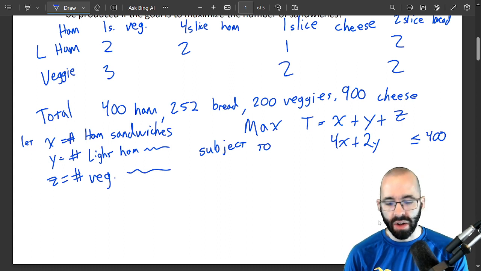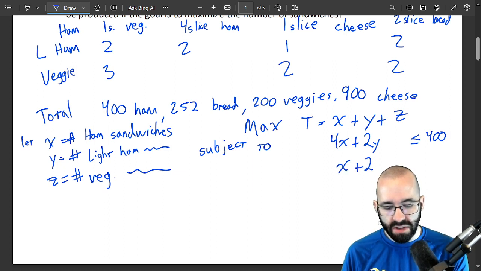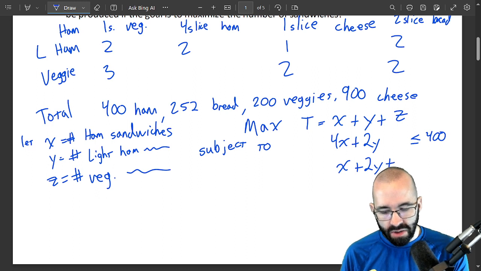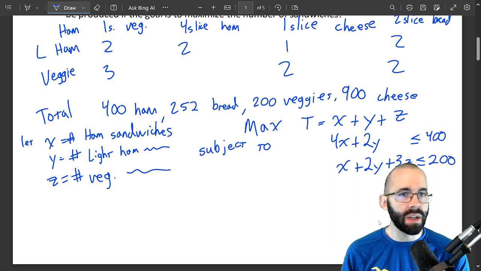We also have other inequalities, right? We have requirements about veggies. The regular ham sandwich is 1 veggie. The light ham sandwich is 2 veggies. And the vegetarian sandwich is 3 veggies. Well, how many servings of veggies do we have? 200. We can't use more than 200. It has to be less than or equal to 200. And we keep on going.